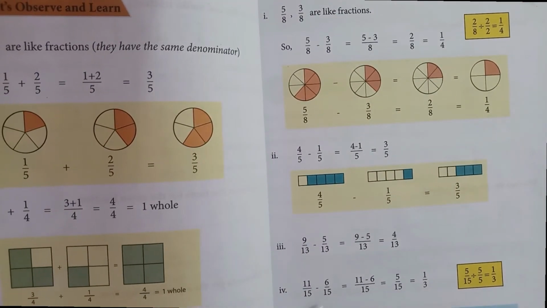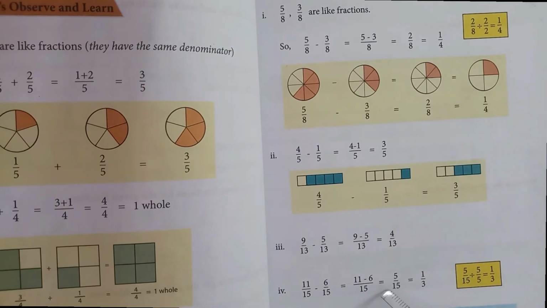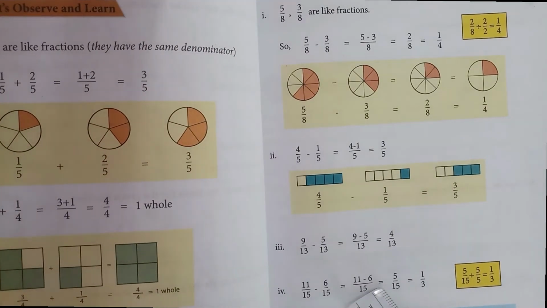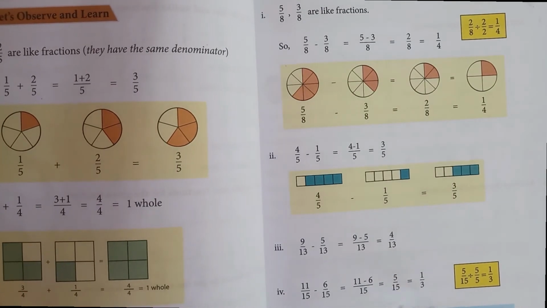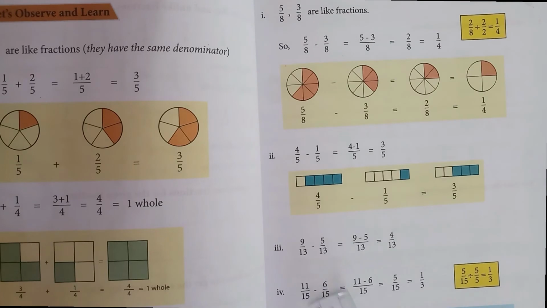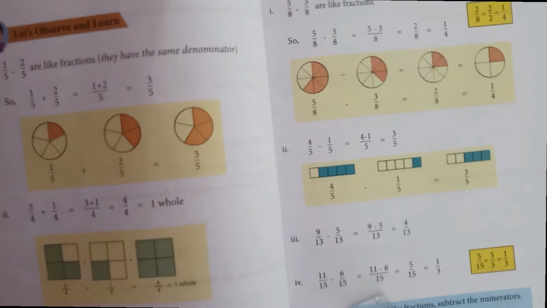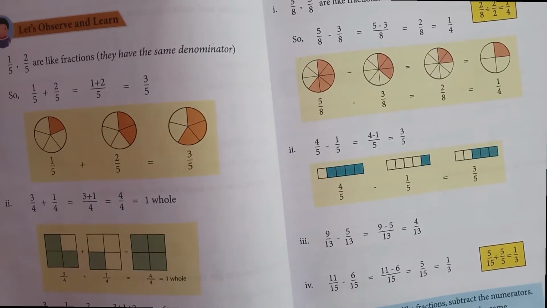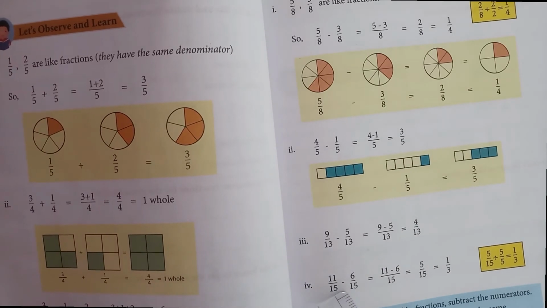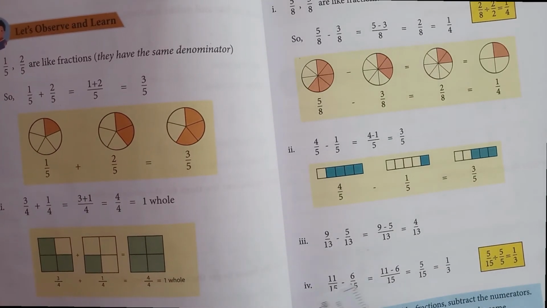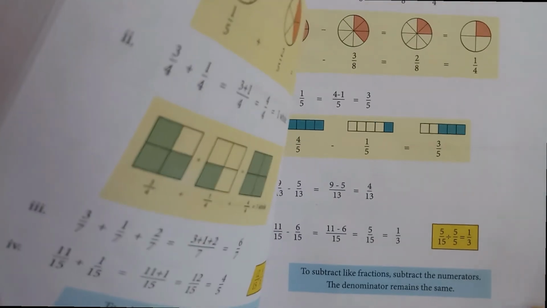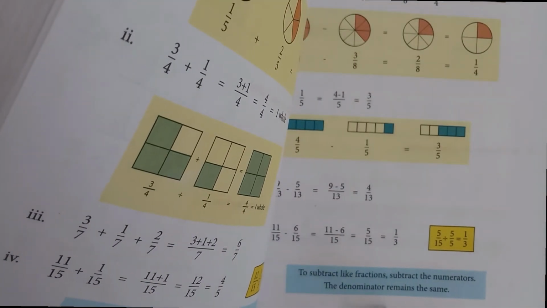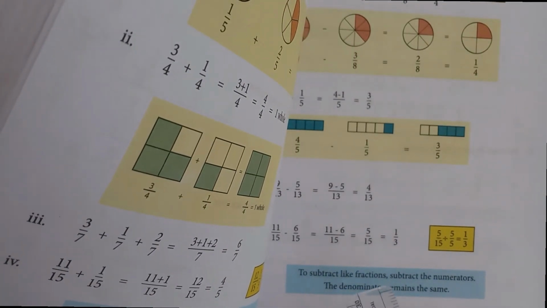11 by 15 minus 6 by 15 is equal to 11 minus 6 by 15, that equals 5 by 15. If we simplify this 5 by 15, that means here what happened? To subtract like fractions, subtract only the numerators. The denominator remains the same. As in addition the denominator remains the same, likewise in subtraction also the denominator remains the same.